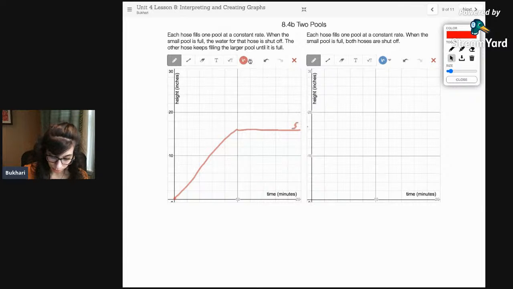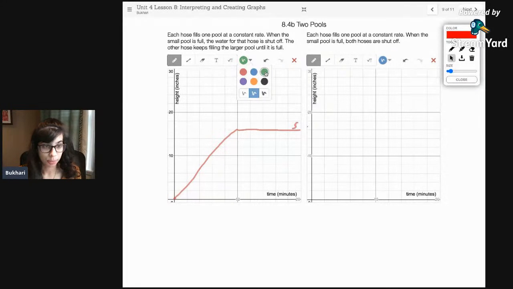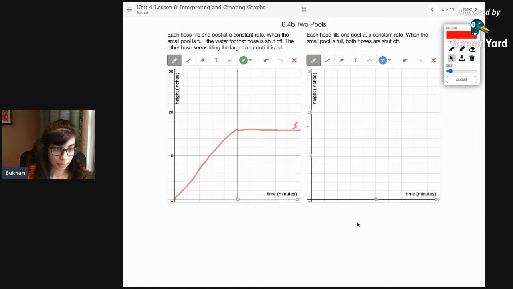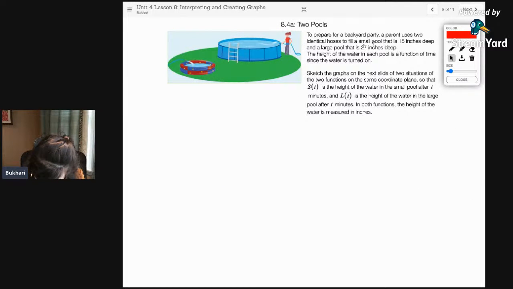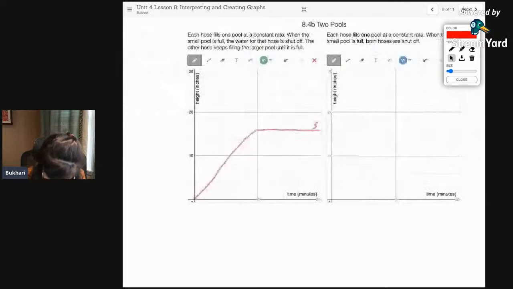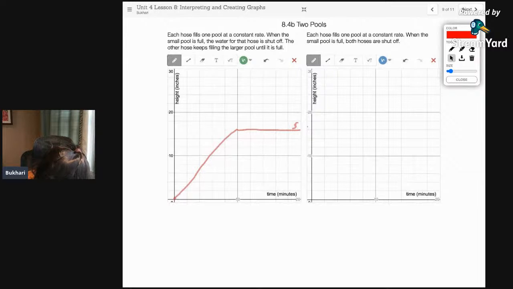If I have my small pool, I can take a look at my large pool, which is increasing at a constant rate, and I know that it fills up at a height of 27 inches. So if it's filling up at a constant rate, all the way up to, and that should be a straight line, but my hand is shaking, all the way up to 27. Once it fills up to 27, the hose is shut off. And so this is my L of t.